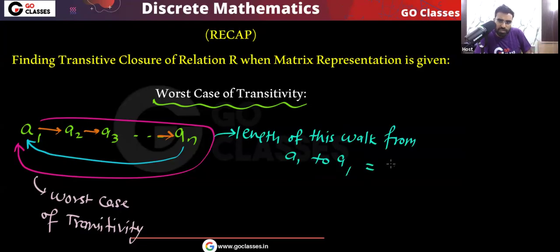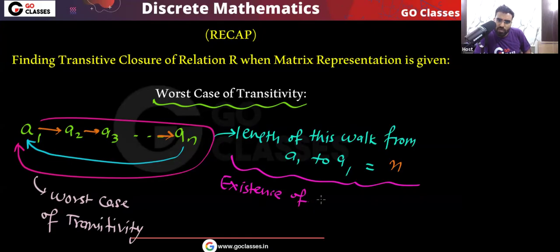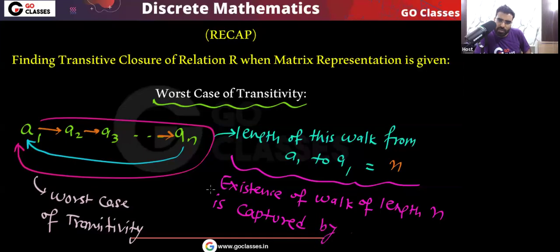You can easily see the length of this walk, that is n. And tell me, existence of walk of length n, who will capture it? Existence of walk of length n is captured by whom? It is captured by m power n.